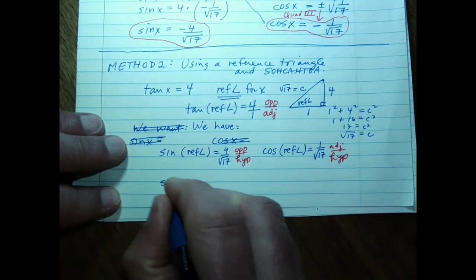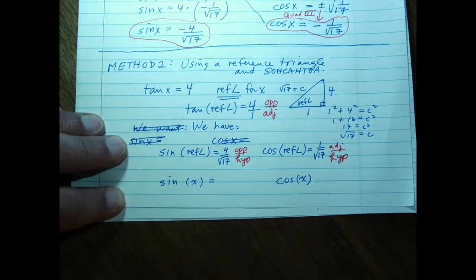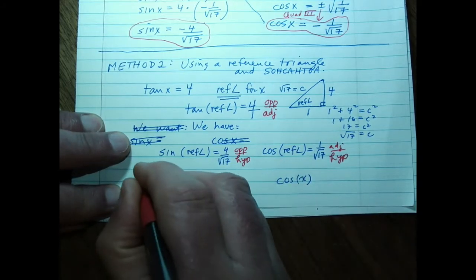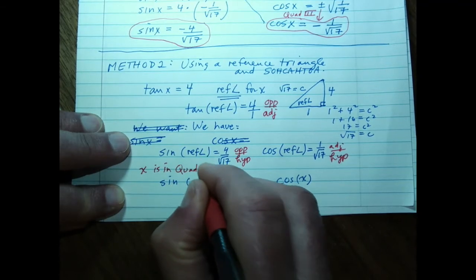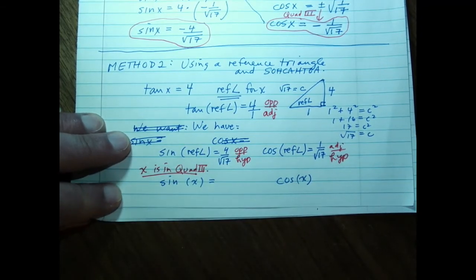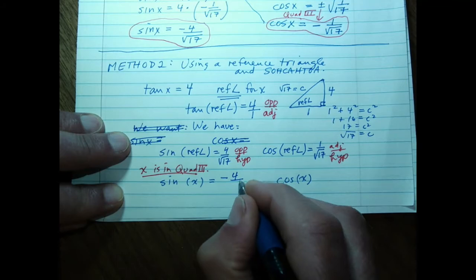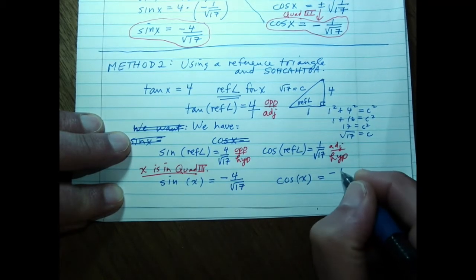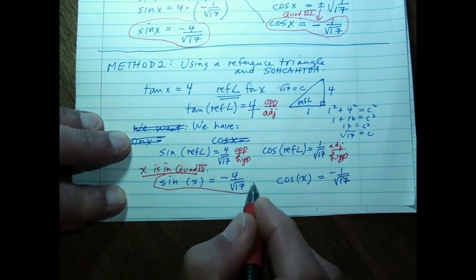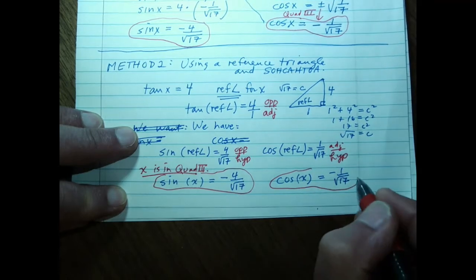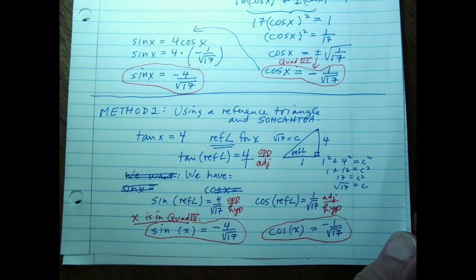Now I'm ready to write down what sine x is and cosine x. And to write these values down, I got to remember that x is in quadrant 3. So I know that sine and cosine are both negative there, so it's negative 4 over the square root of 17 and negative 1 over the square root of 17. So it's the same thing I figured out in method 1, a little bit less algebra, more geometry. I say it's a geometric approach as opposed to an algebraic approach.